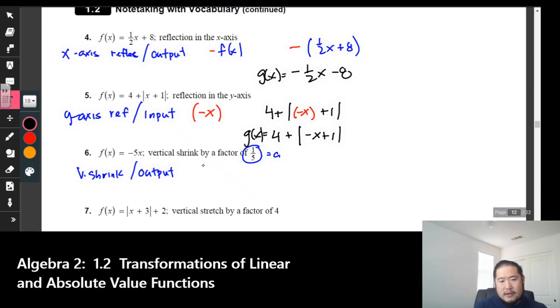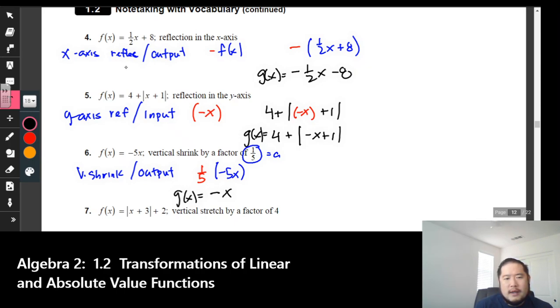So if our factor is 1/5, we're going to take that 1/5 and multiply the entire function right here, which is negative 5x. We'll go ahead and simplify that, and that right here gets us negative x. And so g of x is equal to negative x, and that is your function.